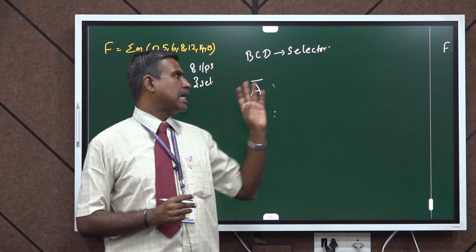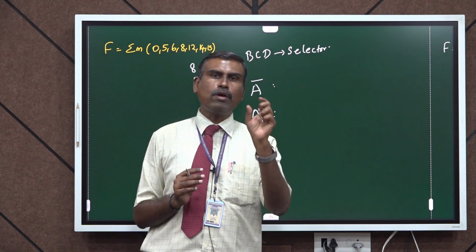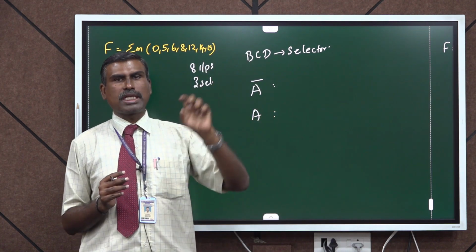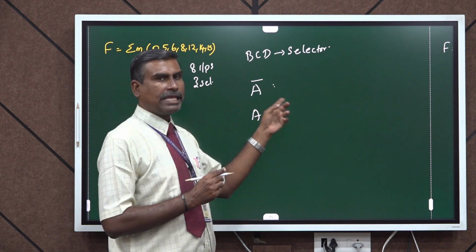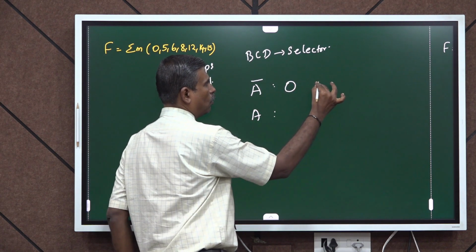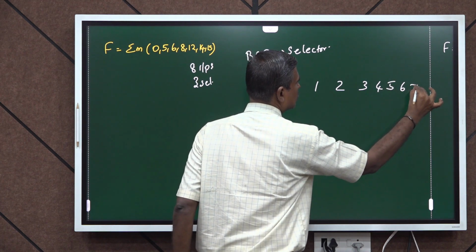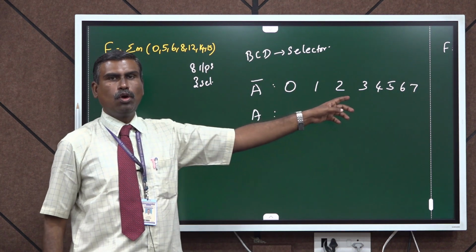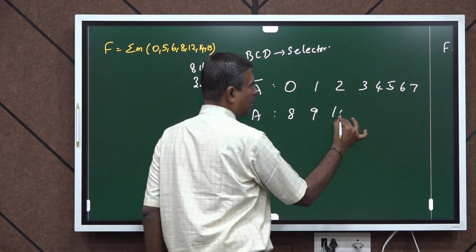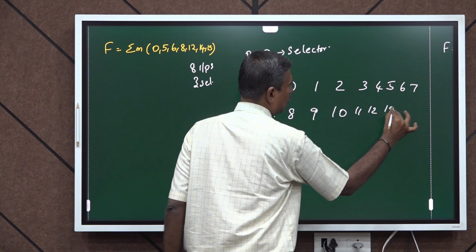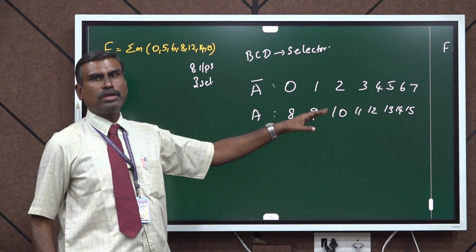Wherever we have the combinations of A, B, C, D, we have 16 combinations. In the 16 combinations, A holds the value 0 for 0 to 7 and A holds the value 1 for 8 to 15. So we assign A bar for 0 to 7, that is 0, 1, 2, 3, 4, 5, 6, 7; these 8 values hold A equal to 0. Similarly 8, 9, 10, 11, 12, 13, 14, 15; these 8 values have A equal to 1.